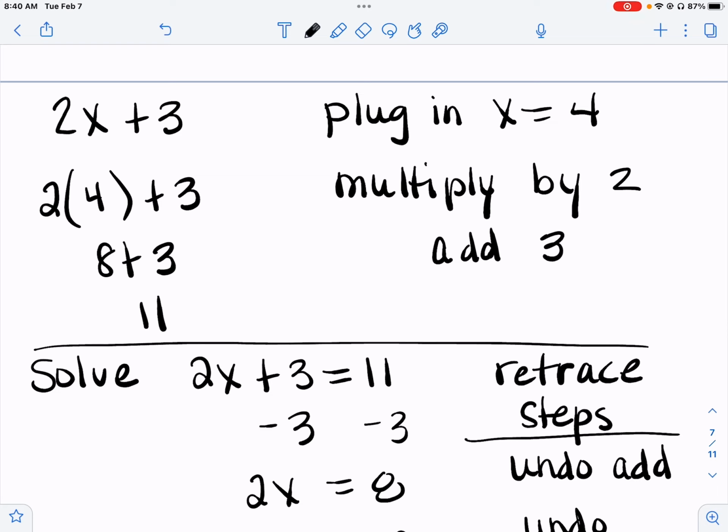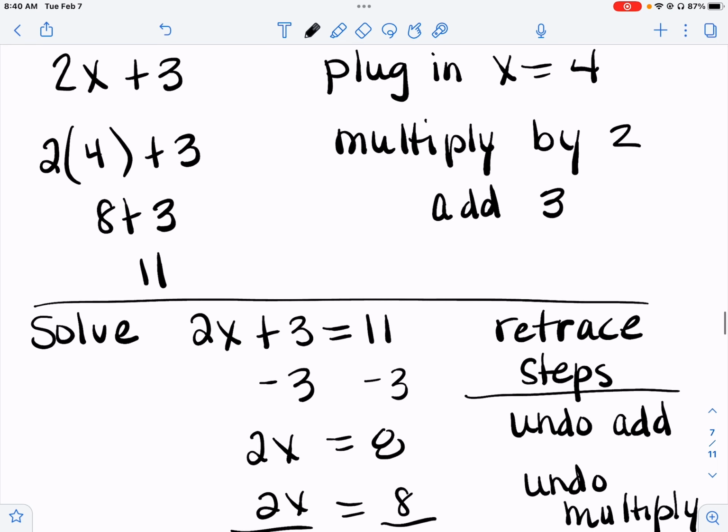Okay? So sometimes we have equations with 2 steps. For example, plug in x equals 4 into 2x plus 3. That would mean 2 times 4 is 8, plus 3 is 11. So the steps that we did was to multiply by 2 and add 3.